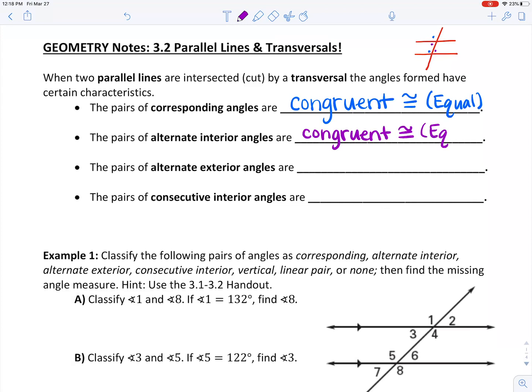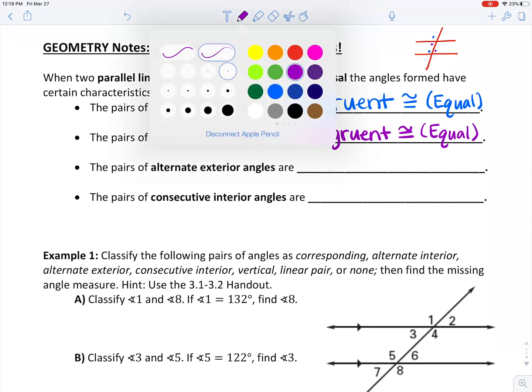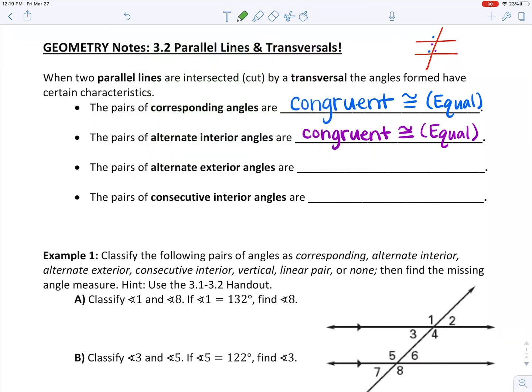All right, make a guess for the next one, which is alternate exterior angles. What do you think alternate exteriors will be? So this would be an example of alternate exterior, these two green ones. Alternate exterior are also congruent when the two lines are parallel.